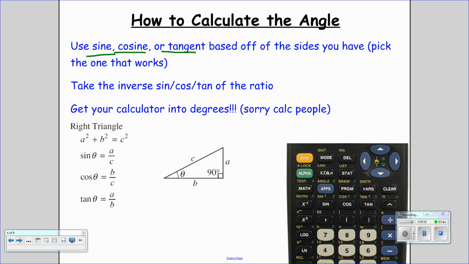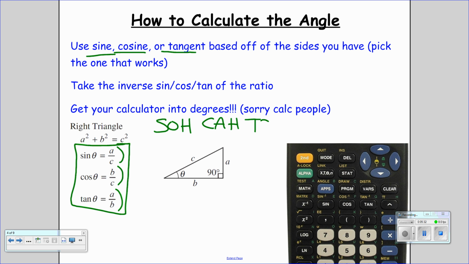So we have three equations down here. If I have side A and C, I'm going to use sine. If I have side B and C, I'm going to use cosine. And A and B, I'm going to use tangent. Now for this one, it doesn't matter which one's A and which one's B. But most of you guys have heard this, and I like this one a little bit better. This is what they give you in the reference table. But I find this one often more helpful.